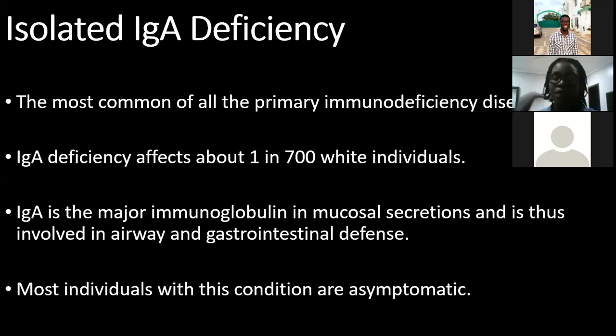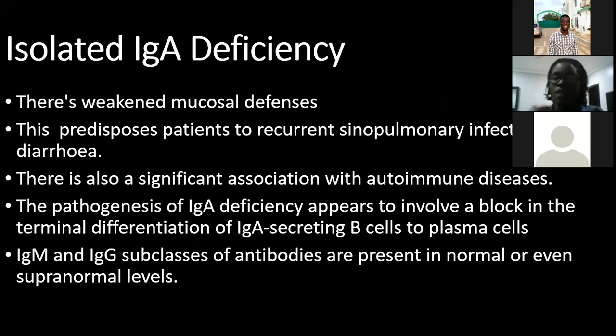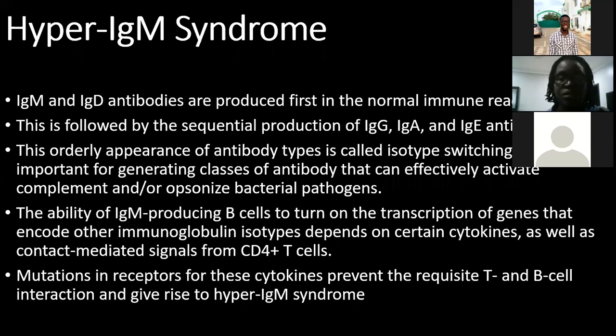So if you have an isolated IgA deficiency, mostly you are asymptomatic. However, your mucous membranes would have weakened defenses. So you have a lot of sinopulmonary infections. So frequent colds, frequent sinusitis, frequent pharyngitis, frequent pneumonias. And then also frequent diarrheas because the GIT is also affected.